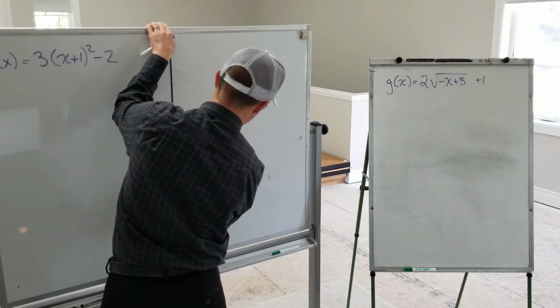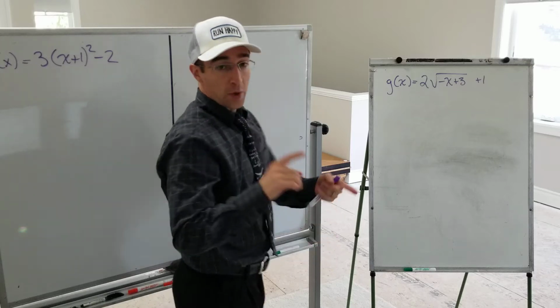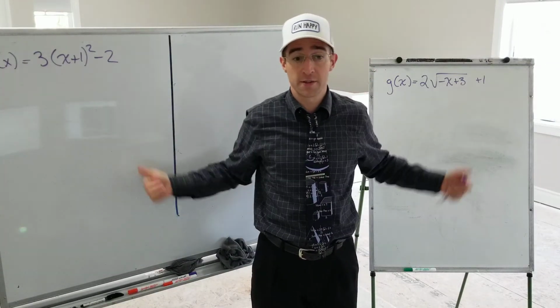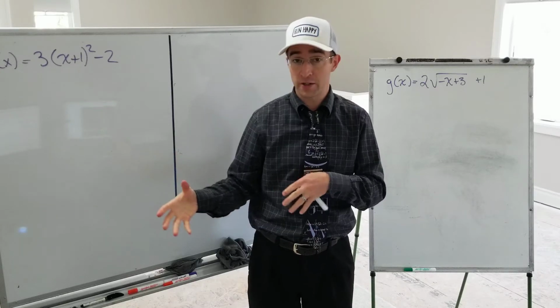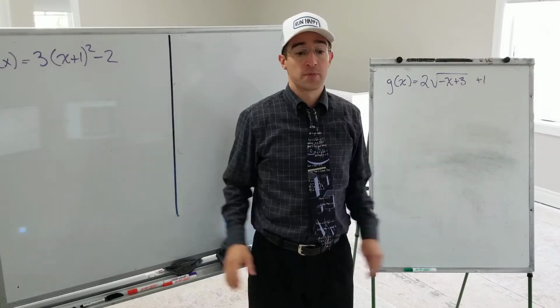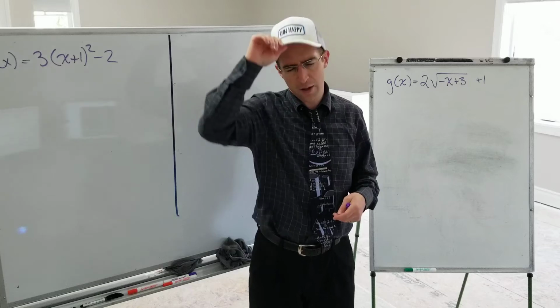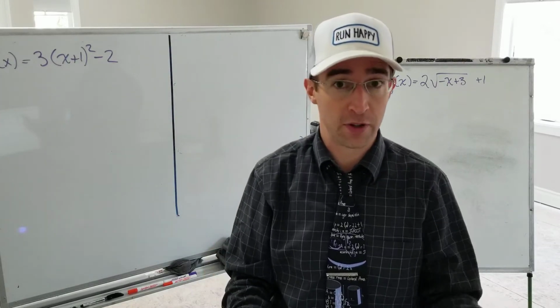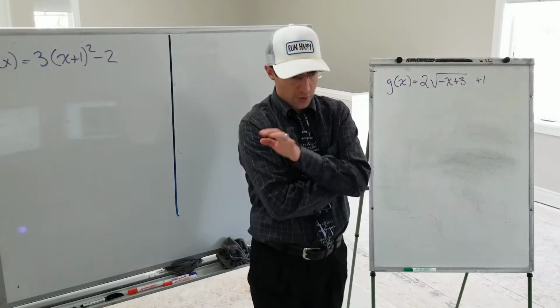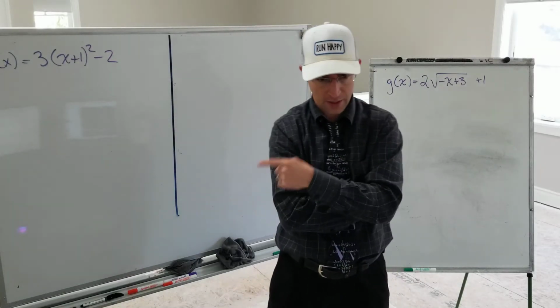So go ahead and think about what's the parent function for each of these? What are the transformations from that parent function to each of these? Sketch the graph, and then we'll talk about how to use function notation to write g in terms of the parent function f. All right, so go ahead and pause it, think about that stuff, and we'll go.